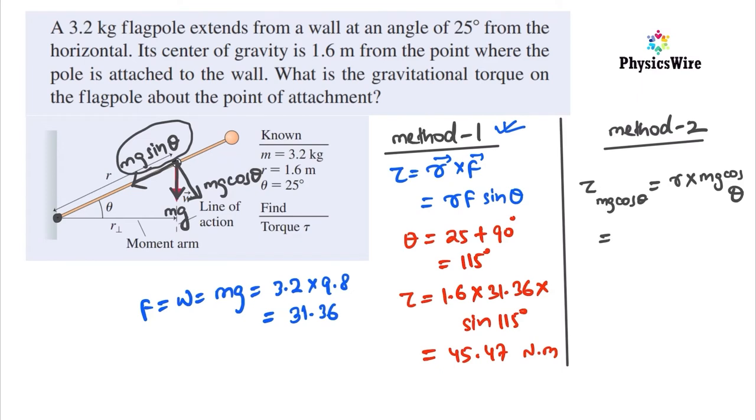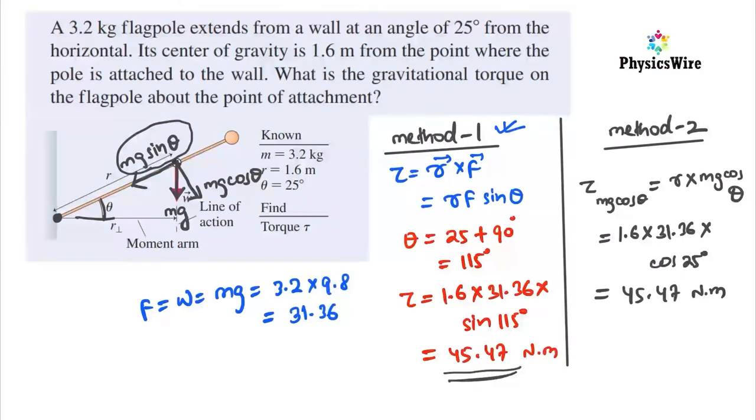Everything is given. So r is 1.6 times mg, which is 31.36, times cos of theta. Theta is this angle, so cos 25 degrees. Now if you calculate this, we'll get 45.47 Newton meter. So you see, you get the same result.